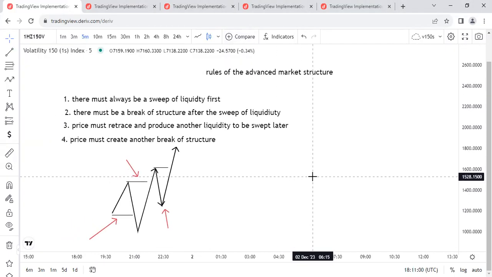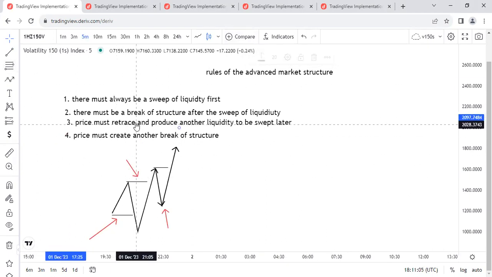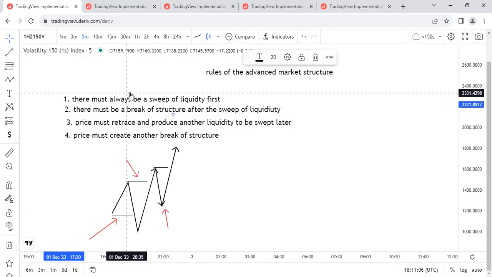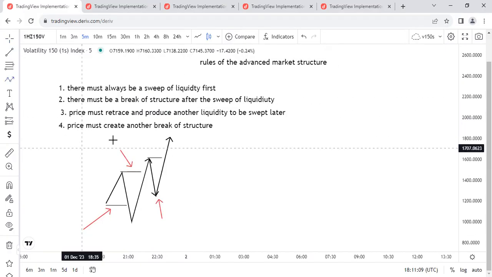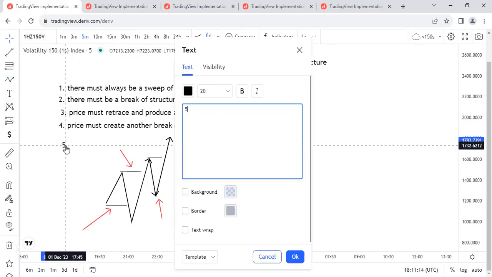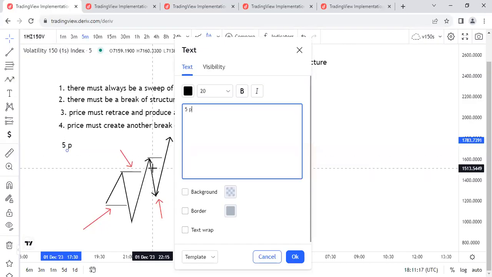Now we have the last rule. Time is already going up. We have just 2 minutes left. Okay, this is the last rule. What must price do? The last rule, write it down. Price must retrace back to take out the newly created liquidity.